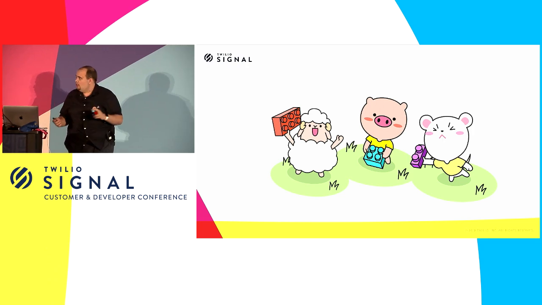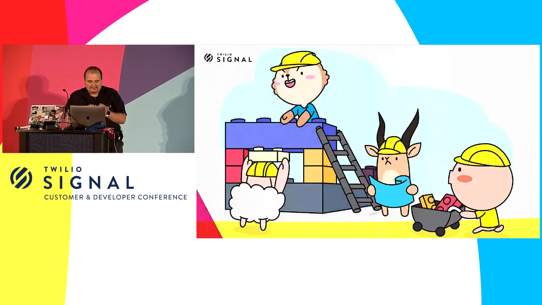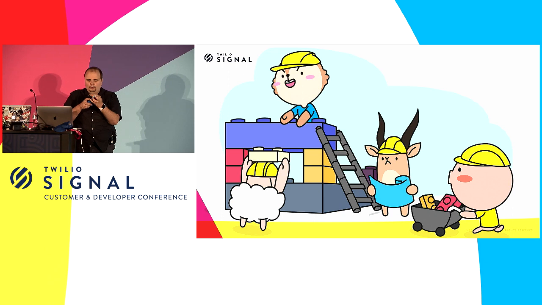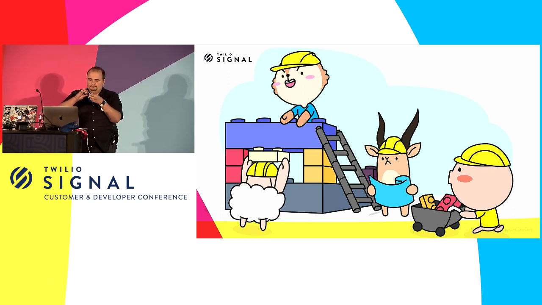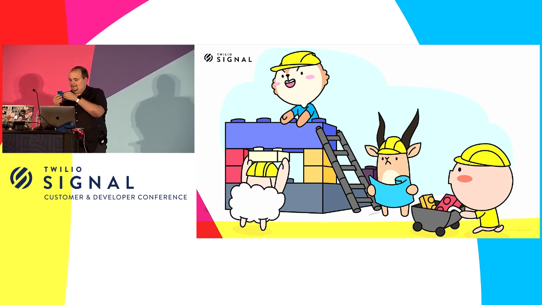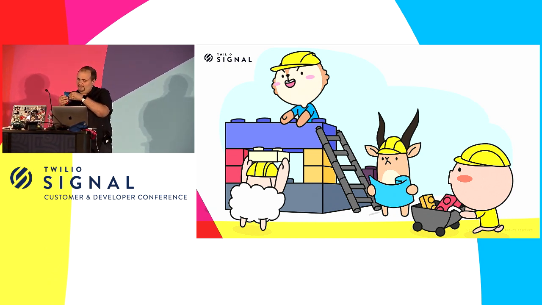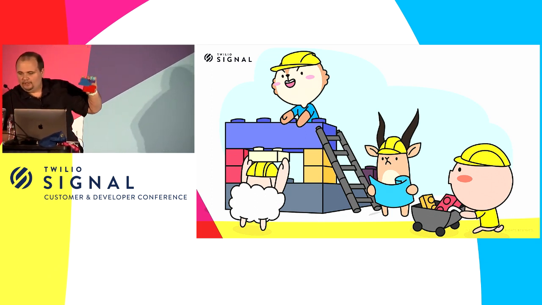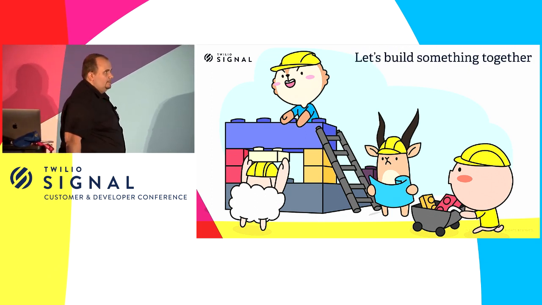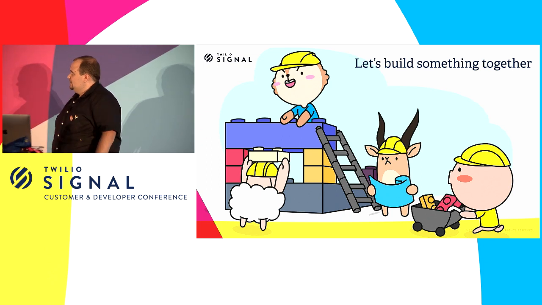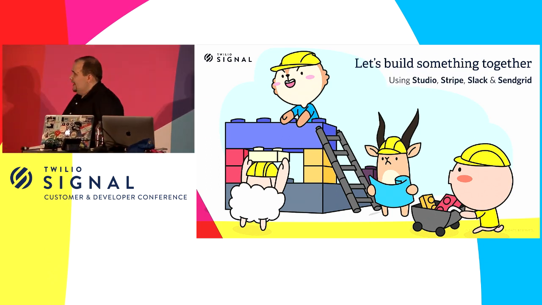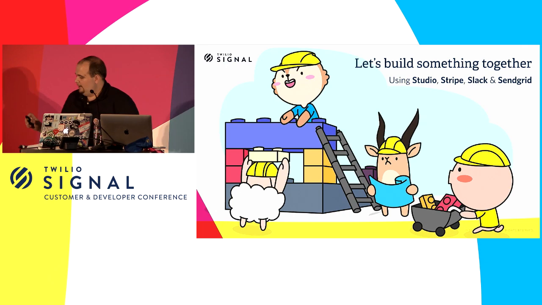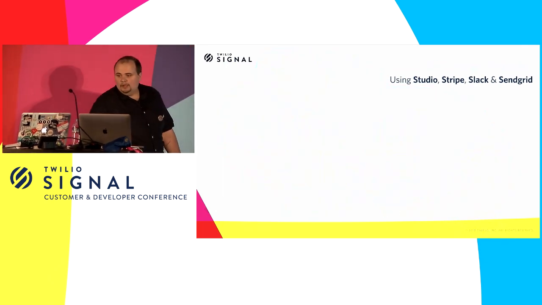So let's take all those bricks together, taking the red one, taking the blue one, the purple one, this way, and the light blue one, if it works, I think so. Yep, sometimes difficult. And we will build something amazing. We'll build an intelligent bot using the latest Twilio tools, Studio, Stripe, Slack, and SendGrid.